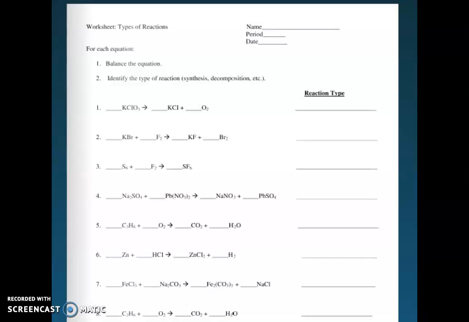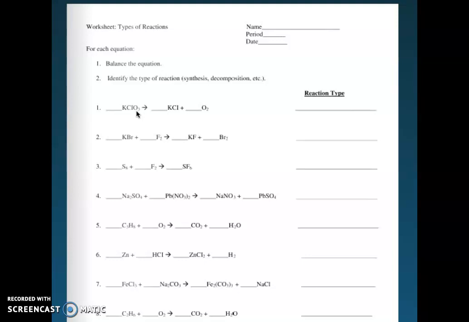Looking at this worksheet, we're just going to do a couple of these example problems together to try to get you through the mindset of what we should be looking for to determine what type of reaction we are dealing with. So looking at question number 1, we start with potassium chlorate. Potassium chlorate is a compound. There is only one type of reaction on your reaction cheat sheet that starts with a compound.